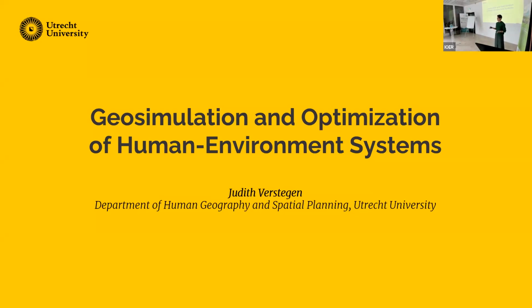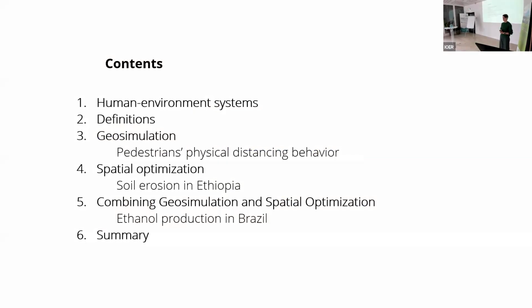Today, I will indeed talk about the two main methods that I'm using, geosimulation and spatial optimization, and I will do this in connection to human environment systems. First, I will shortly introduce what I mean by human environment systems. Then I will provide the definitions and explanations of the two methods. And then I will go into three case studies. One case study is about the geosimulation of pedestrians. Then one about spatial optimization of soil erosion in Ethiopia. And finally, I will present a case study where we combine the two methods, so that you will see what kind of advantages that brings. I will do that by the evaluation of a system of ethanol production in Brazil. And I will end with a summary.